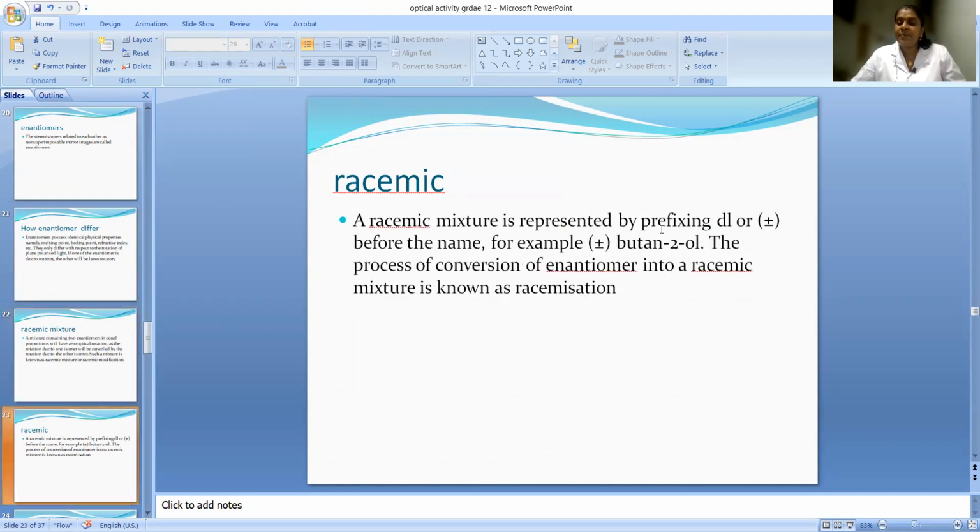A racemic mixture is represented by plus-minus. Plus-minus indicates that both are present in 50-50%.